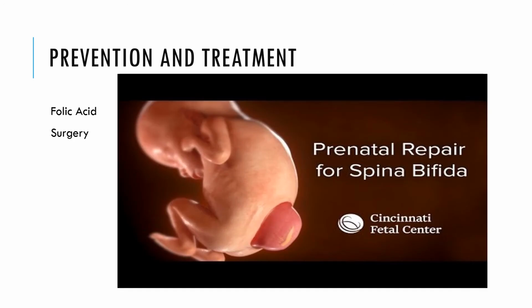Prevention is folic acid. That is why it's very critical for pregnant women to be on folic acid. Folic acid is a man-made form of vitamin B called folate. Folate plays an important role in the production of red blood cells and helps your baby's neural tube develop into the brain and the spinal cord. I have posted a video about a spina bifida repair for you to watch.